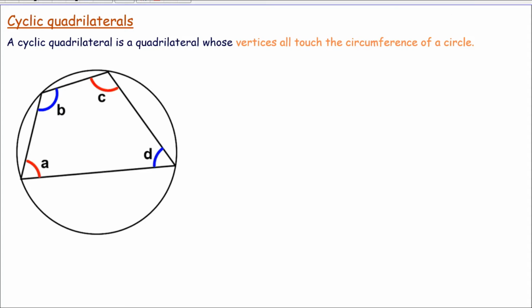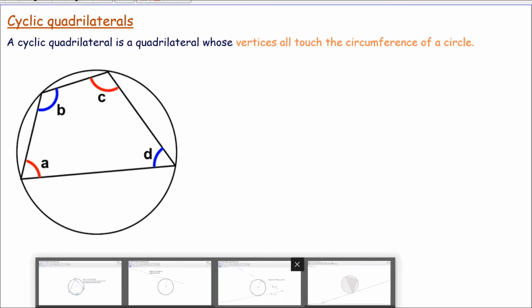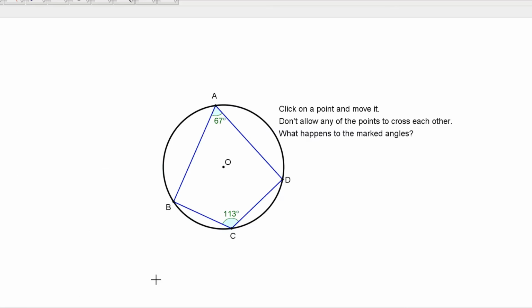A cyclic quadrilateral is a quadrilateral whose vertices all touch the circumference of the circle. So basically, this is a quadrilateral that's inside a circle, and its vertices touch the circumference of a circle. Now, what you want to do here is to investigate the properties of these angles. So I'm going to use an application to explore the relationship between these angles.